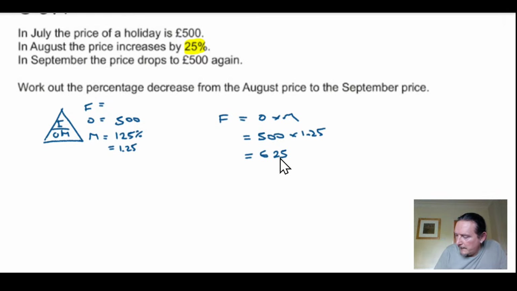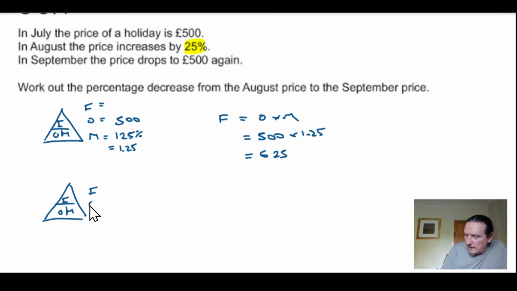Now, when it goes back again to £500, that's not exactly going to be 25%, and I'll show you why. So again, if I do a second calculation, final, original, multiplier. This time I've got the final and the original, and I want the multiplier, don't I? So the final is going to go back to £500. The original was £625, and then it dropped to £500. And what we want to do is find the multiplier here.